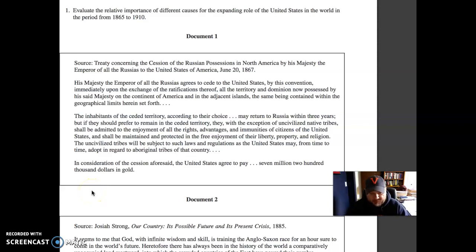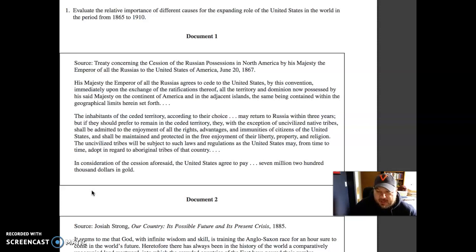Okay, there were a couple of requests to make a video going over the documents to explain their meaning as you are writing this DBQ. So let's do that really quickly. First off, if you look at the prompt, you are evaluating the relative importance of different causes for the expanding role of the U.S. in the world in the period from 1865 to 1910.